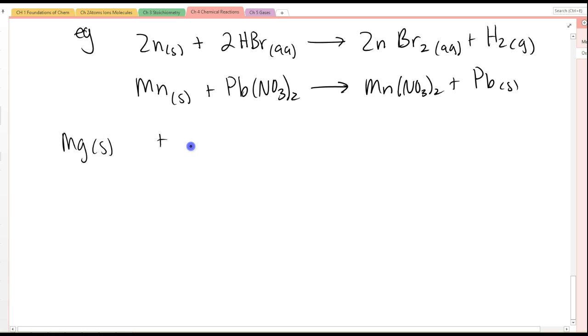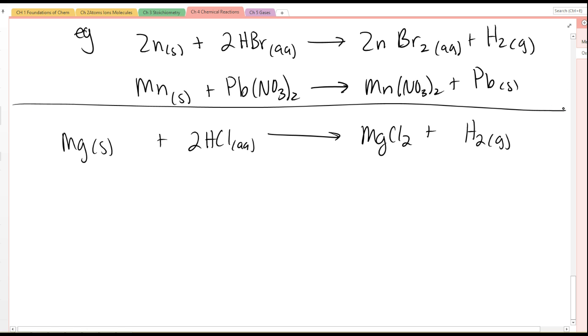Solid magnesium reacts with hydrochloric acid to yield magnesium chloride and hydrogen gas. All right, first thing we're going to do is assign the oxidation states. Starting with magnesium, we know that it has an oxidation state of 0 because it's an element. Hydrogen has an oxidation state of 0 because it is in elemental form. Moving over to the HCl, chloride is going to be -1 and hydrogen is going to be +1 because when hydrogen is bonded to a nonmetal, it is a +1. And chlorine is a nonmetal.